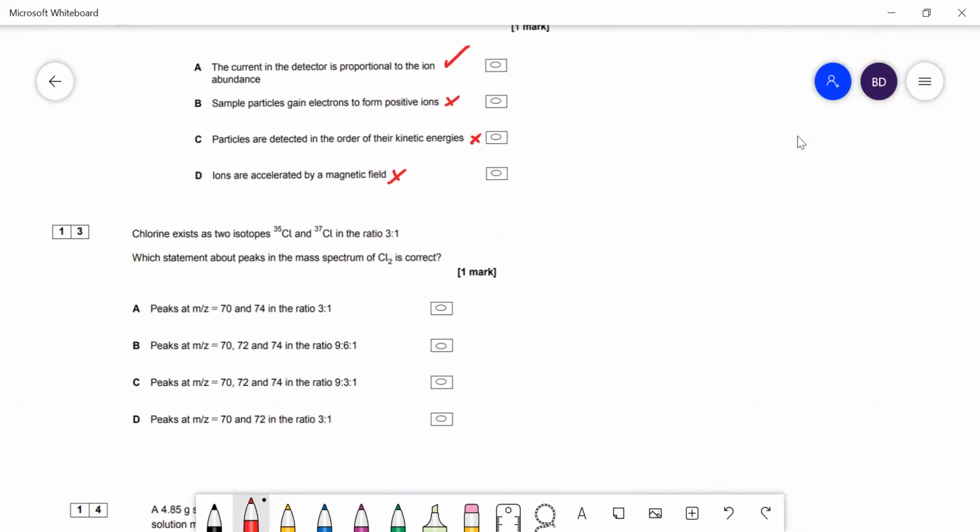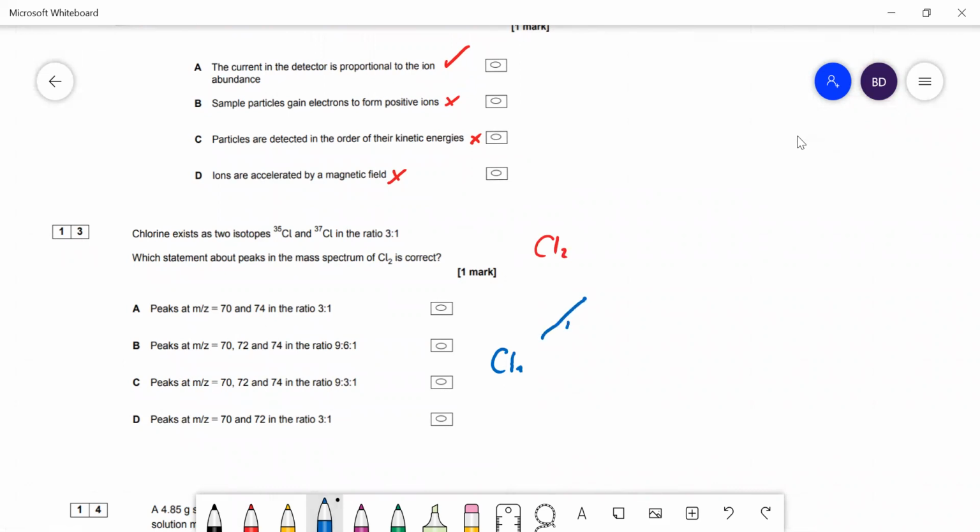Chlorine exists as two isotopes in the ratio 3:1. Which statement about peaks in the mass spectrum of chlorine is correct? Well, I'm going to spend a little bit longer than you probably would spend on this in an exam, but let's say you've got a chlorine molecule. Let's say you've got Cl2.